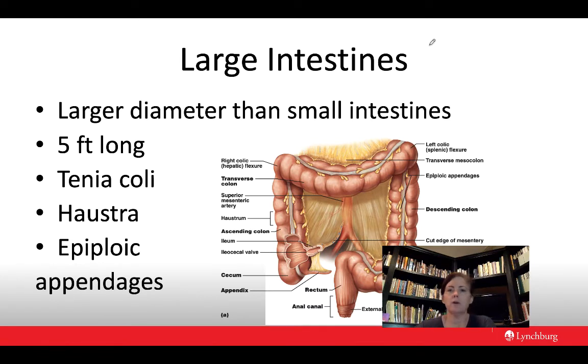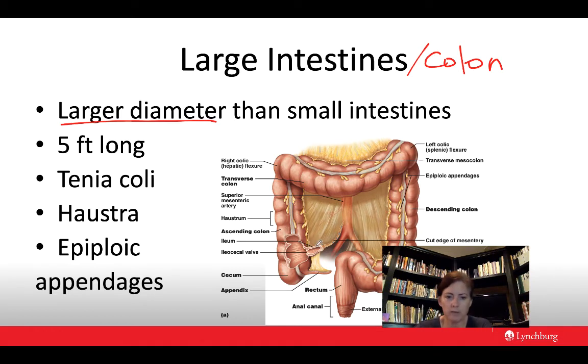So we can also call this our colon. So you'll see that these terms are used somewhat interchangeably. Large intestines, as you would possibly suspect, have a larger diameter than the small intestines. They're not quite as long though. In a living person, it's about 5 feet of large intestines. And we've got some different things here.